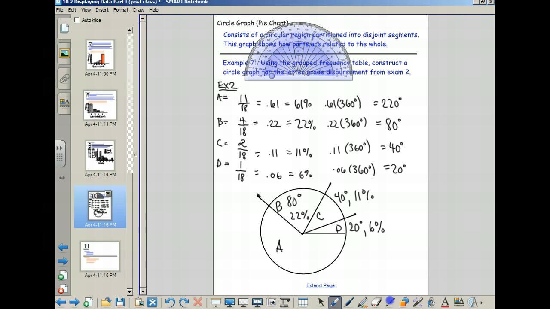This is my A range. I had 220 degrees, which is exactly what's left here, okay? And then 61%. And so I can very easily look at this and say, oh, I don't have to do any numbers because I've got the numbers already on there. But I can see a visual picture of what 60% of the class would look like if it were represented in a pie chart.